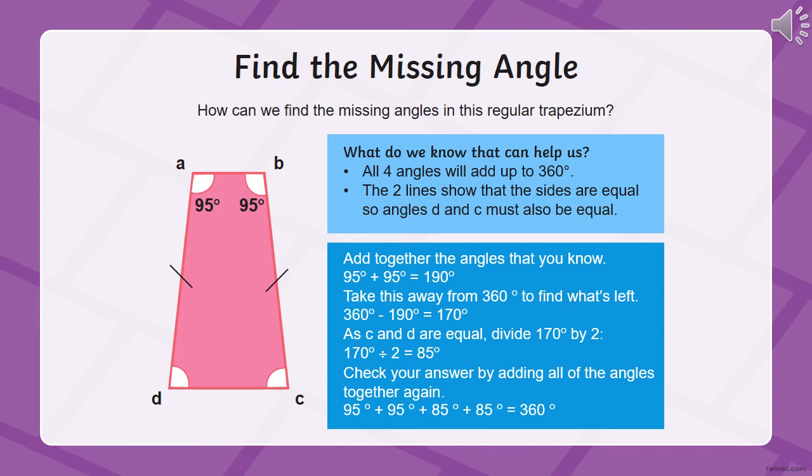We can check our answer by adding all the angles up, and if it makes 360 degrees, we know we're correct. So 95 and 95 plus 85 and 85 do make 360, so yes, we are correct.